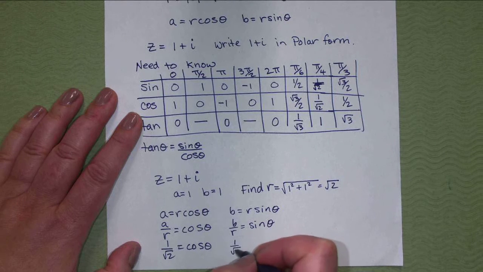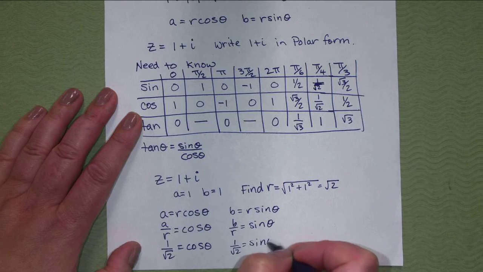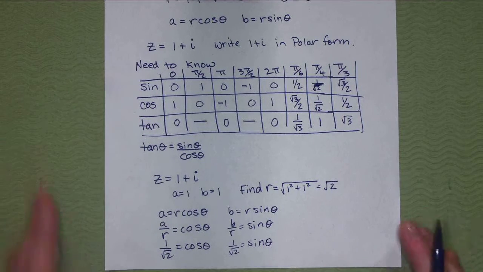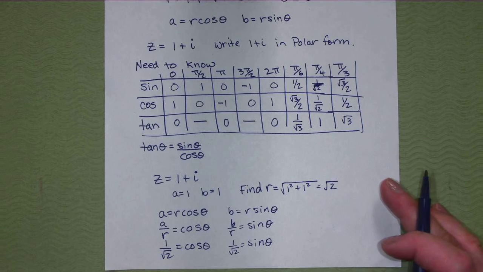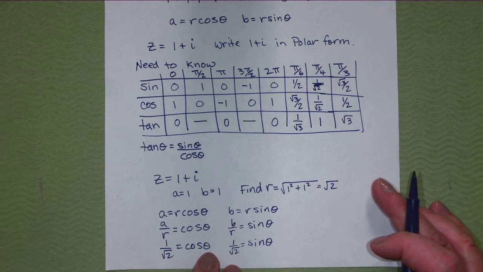All right. And so, because I gave us an easy one to start with, this is not a problem at all. This is saying that we want a value of theta where cos is 1 over root 2 and sine is 1 over root 2. So this is easy because it's right here.